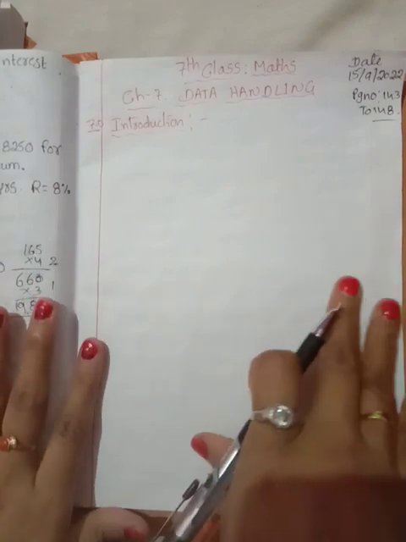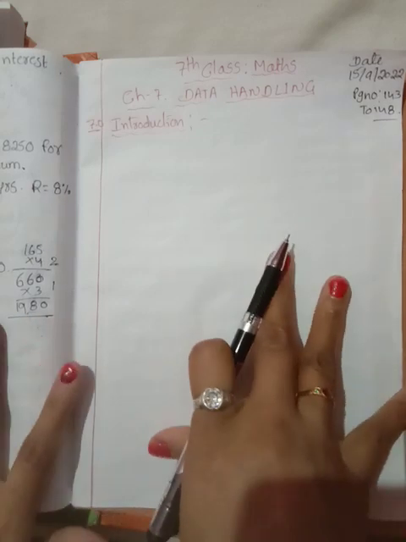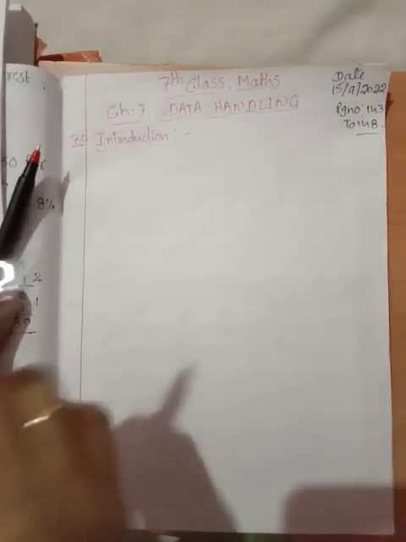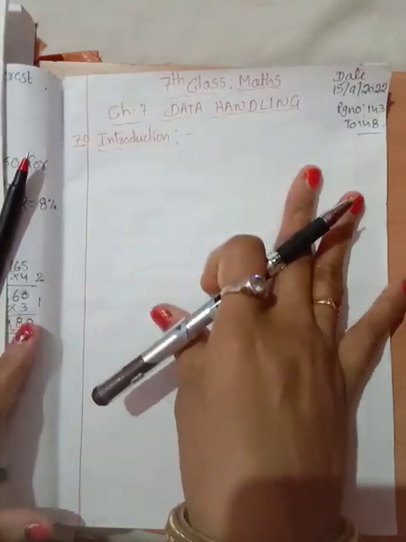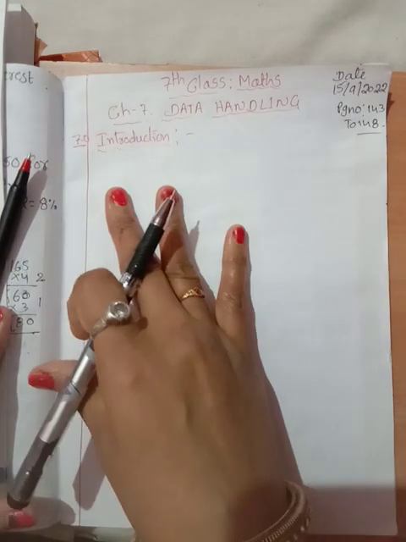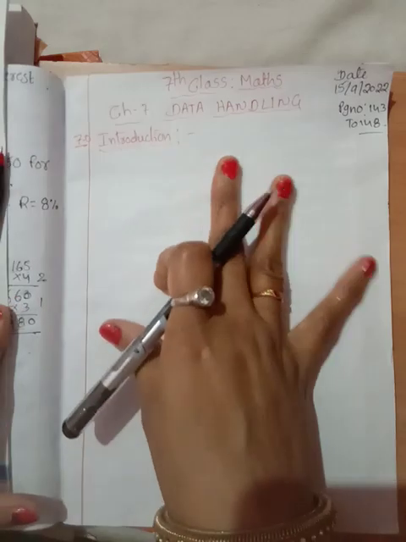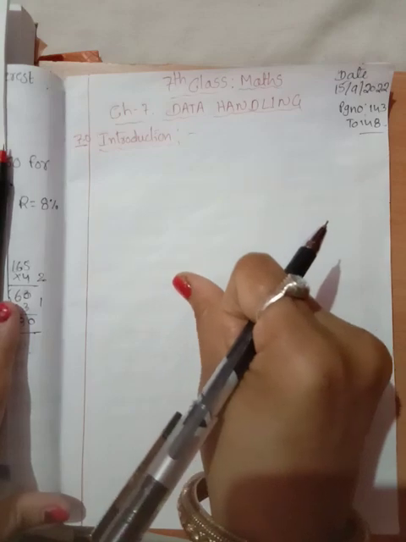Today we learn the new chapter. That is the 7th chapter, data handling. Page numbers 143 to 148. And today is 7.0, the introduction. Data handling. We have to handle data.